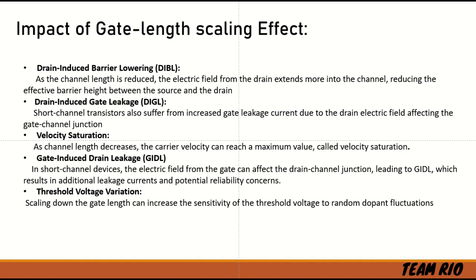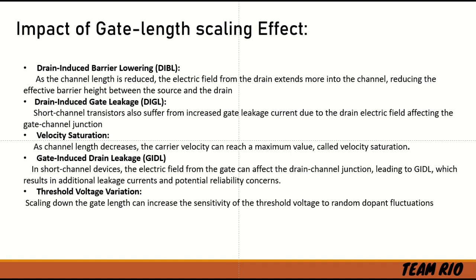At last, threshold voltage variation. Scaling down the gate length can increase the sensitivity of the threshold voltage to random dopant fluctuations. This can lead to larger variations in the threshold voltage among individual transistors on the same chip, reducing overall device performance and yield.